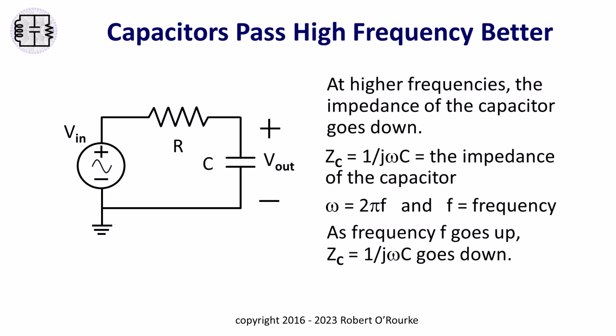The impedance of an ideal capacitor is inversely proportional to frequency. As frequency goes up, the impedance of the capacitor goes down.